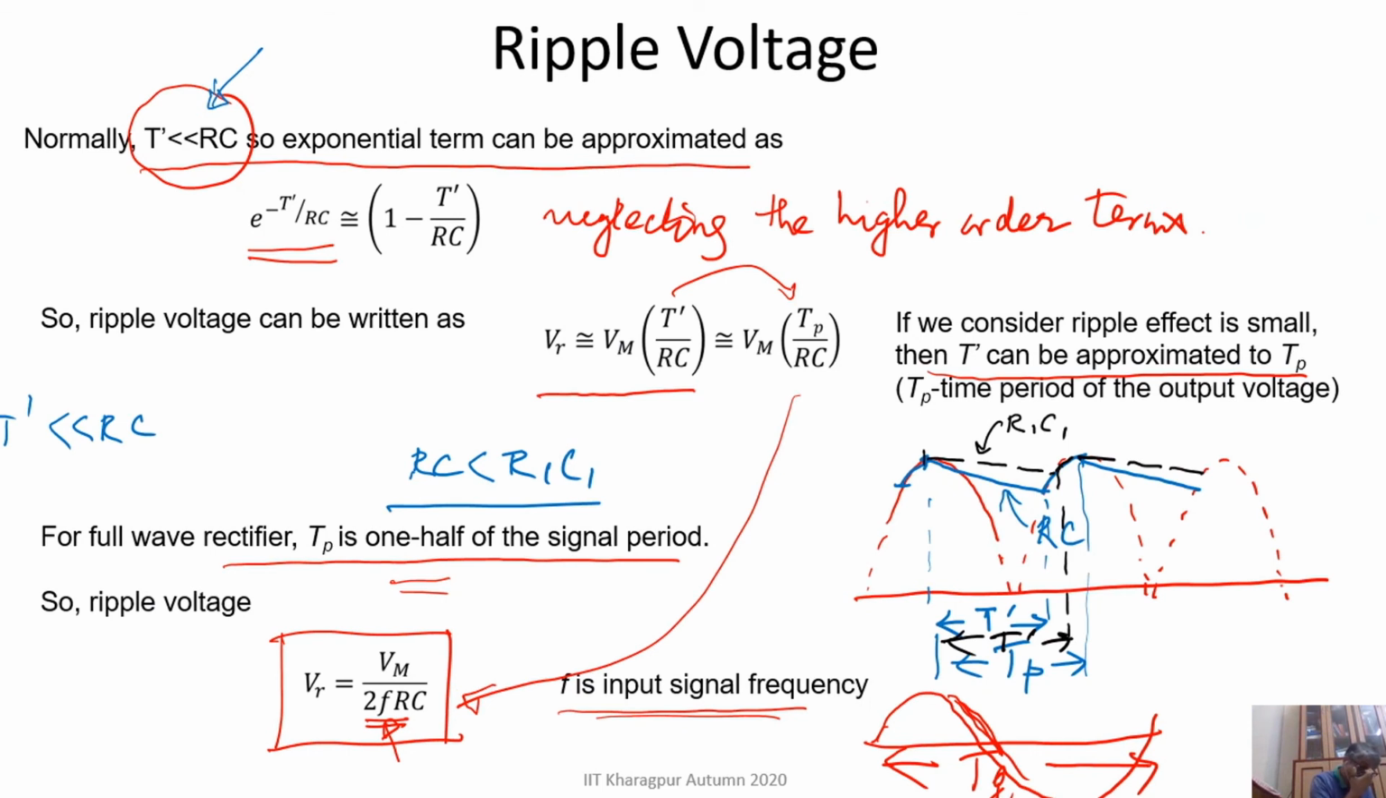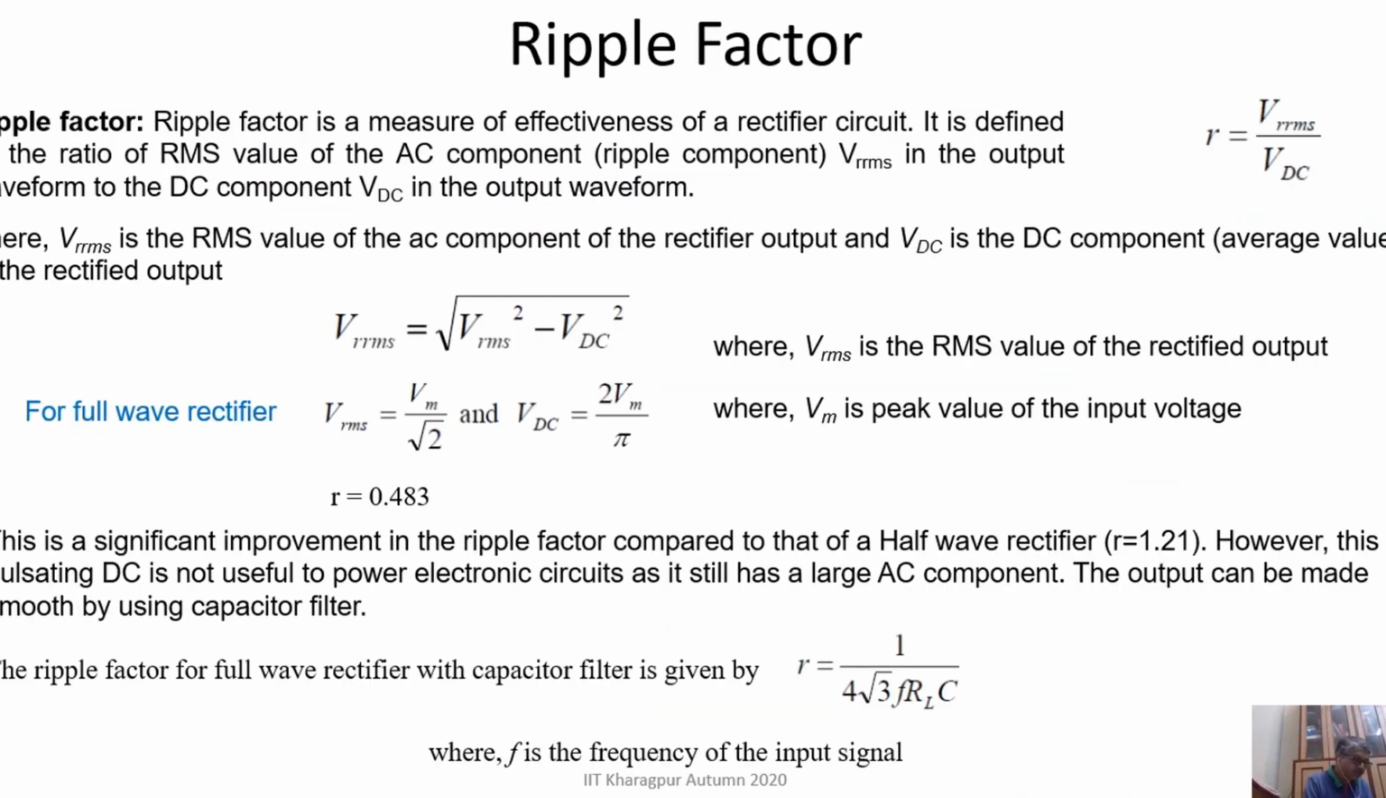Okay, and you see it depends on the maximum input voltage, or the peak voltage, and it reduces if we increase the RC time constant. And of course it will reduce if we increase the frequency, because if we increase the frequency, the time the capacitor gets to discharge will be less.